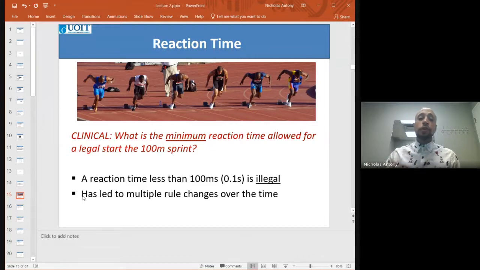So here's an example in terms of reaction time. What is the minimum reaction time allowed for a legal start in a 100-meter sprint? The answer is 100 milliseconds, or 0.1 of a second. Anything lower than that is illegal because it's too quick of a reaction time.